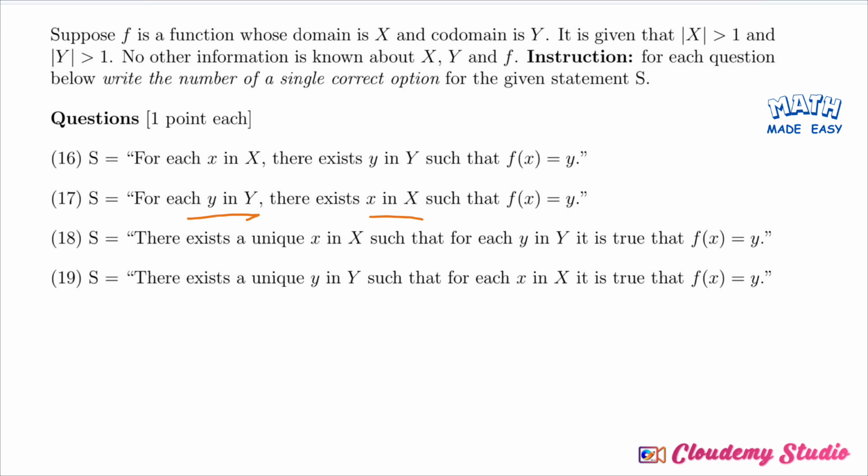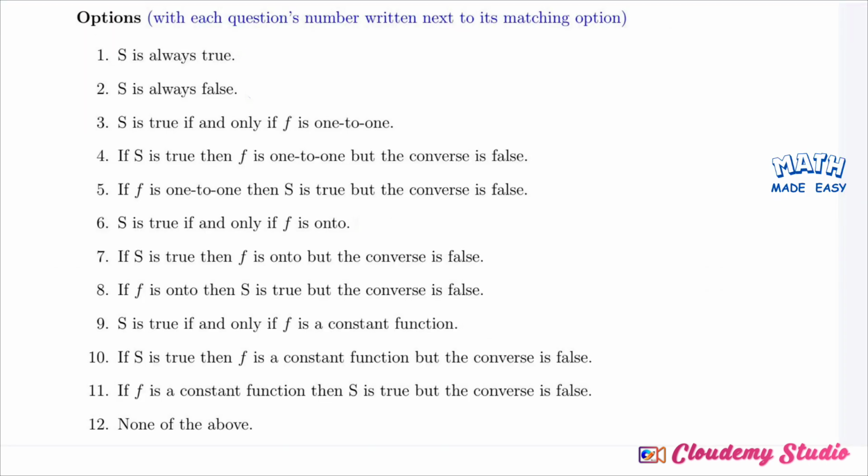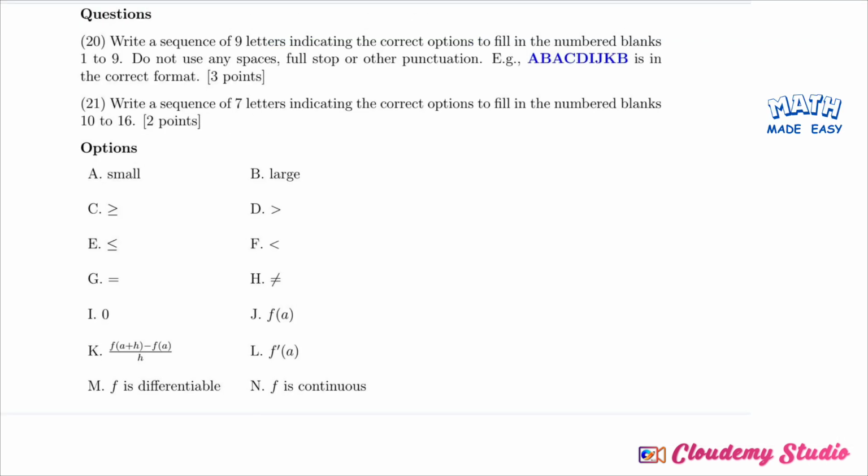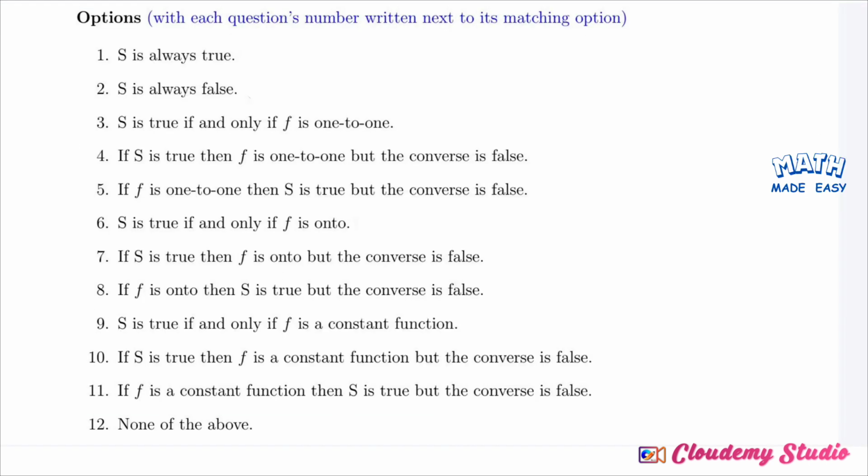Look, there can be many options, we can elaborate it, but there is a twist: we have been given some options, and we have to choose which one is more appropriate. So our first question was: for each x in X there exists y in Y. Yes, it can happen, because Y is also greater than 1 and X is also greater than 1. So yes, there can be options. So we can say the first option can belong to question 16.